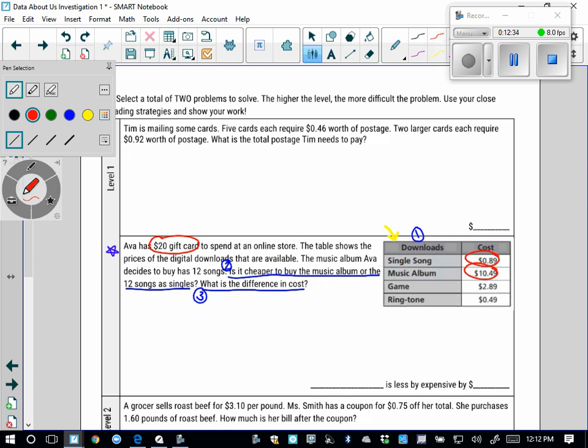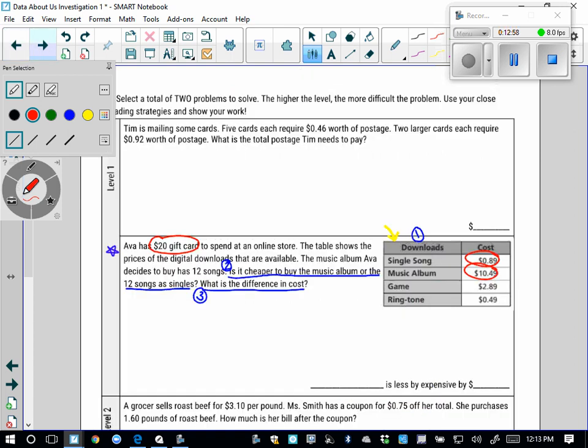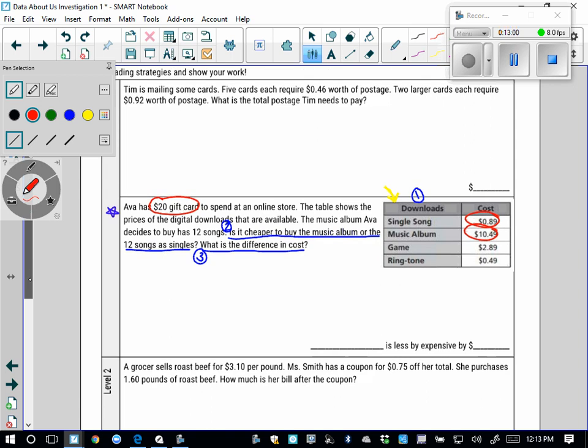Is it cheaper to buy the music album or the 12 songs as singles? What's the difference in costs? There's not really any actions that I need to box. So now I'm going to go back to that other page. Just make sure I've circled any information. There's nothing really specific to box. So I'm going to solve the problem and then reread the problem to make sure I answered the right question.